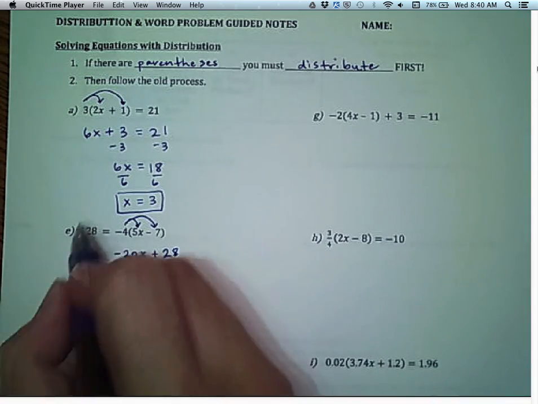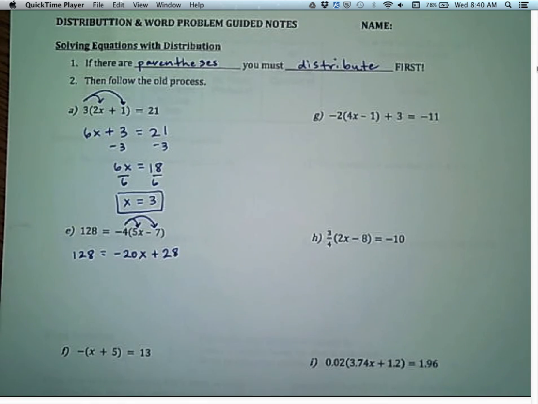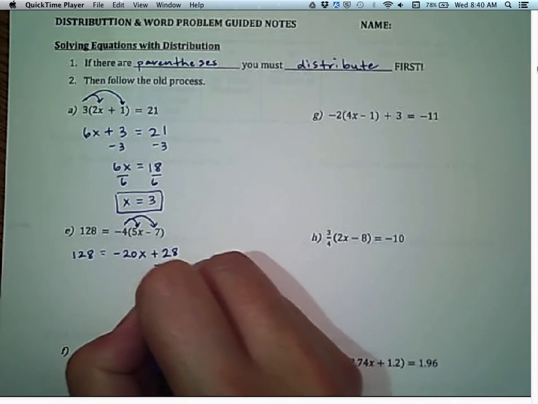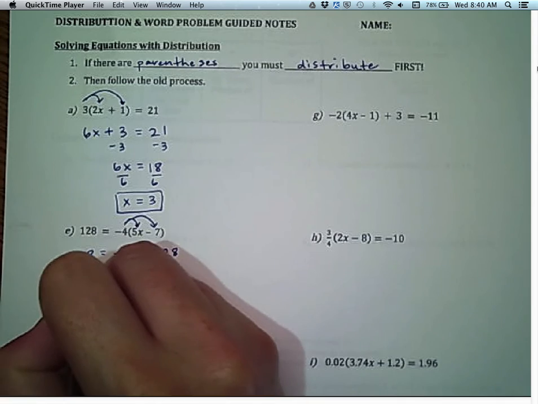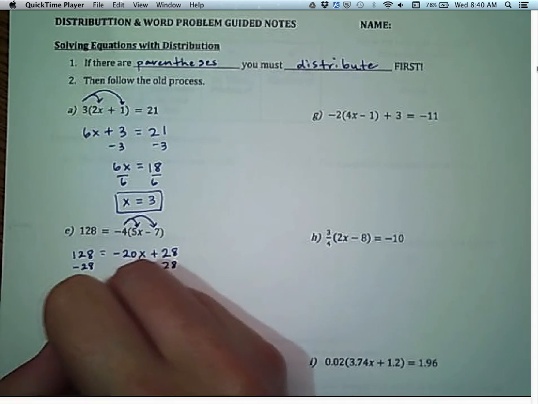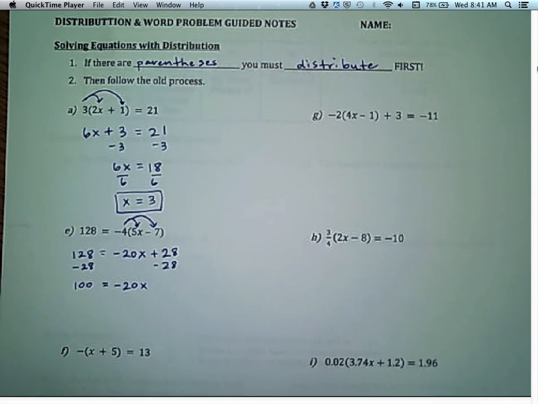All right, we still need this left-hand side of our equation, though. We need 128 equals this. All right, now again, we just have a nice two-step problem. I see adding 28, so I'm going to subtract 28 on each side. All right, 128 minus 28, that's easy. That's 100 equals negative 20x. All right, be careful, don't lose any of those negative signs or anything like that.